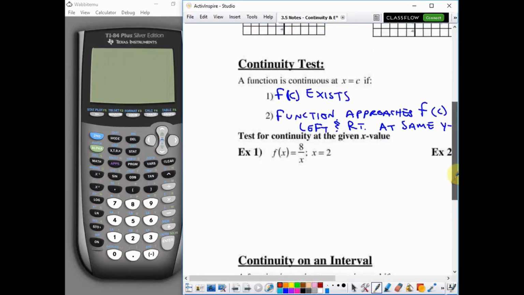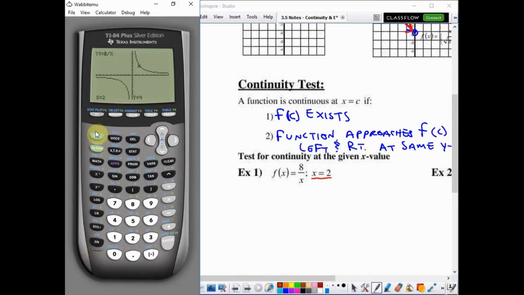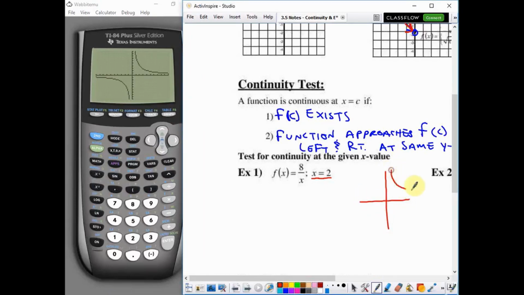Next, we're going to test a function for continuity at a particular x value. So we're going to check, is this continuous at x equals 2? I've got the calculator here for this reason. On our calculator, in y equals, put in 8 over x, and go to the graph. And that's what our graph looks like. So I'm going to draw a rough sketch of that graph. Looks about like that.